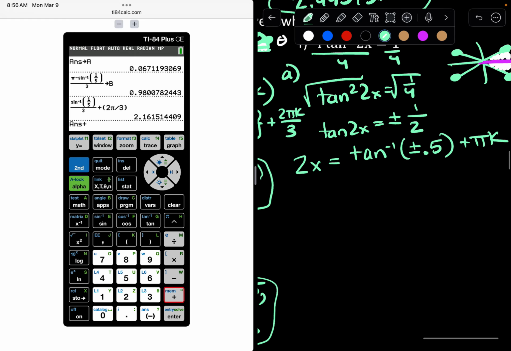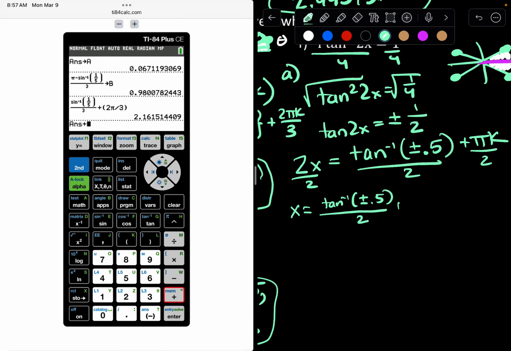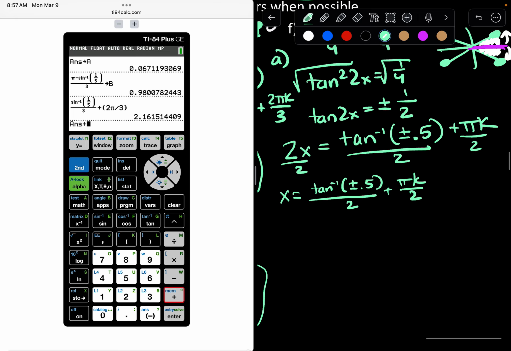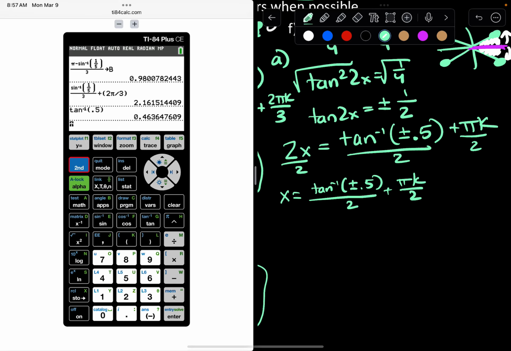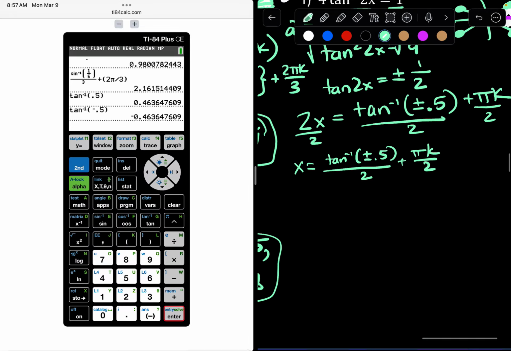So from here, we'll multiply both sides by 1/2 or divide by 2. So we end up with x is equal to inverse tangent of plus or minus 0.5 divided by 2 plus π/2 k, or πk over 2. All right, so if I go on the calculator, I do inverse tangent of 0.5, I end up with 0.463. Now, if I do inverse tangent of negative 0.5, we get that same value, but it's just negative. So that's why I'm able to rewrite it like this.